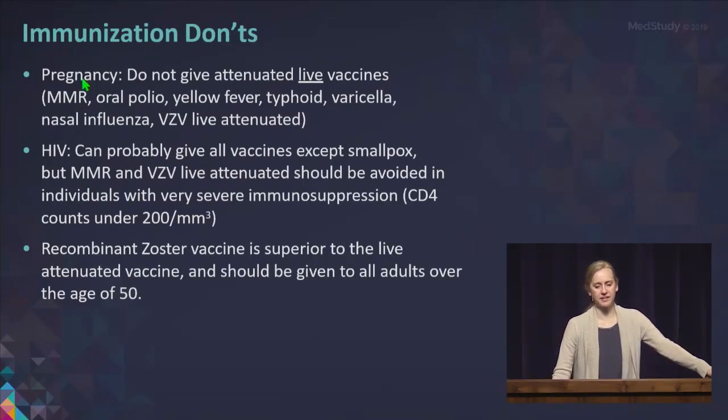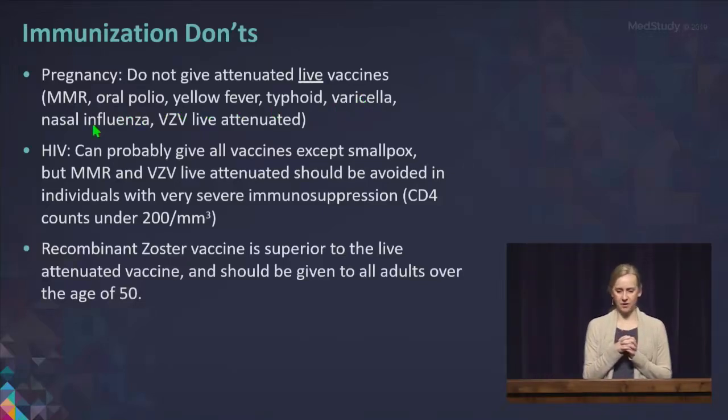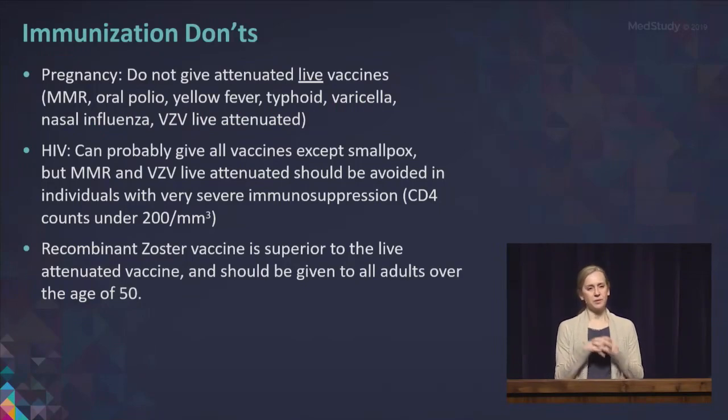Okay, so remember just a few things. I think we all know in pregnancy, you can't give attenuated live vaccines, right? And so the live attenuated shingles vaccine you can't get. The new one, the recombinant shingles vaccine, you can. But we're not going to give MMR, oral polio, yellow fever, typhoid, varicella, or nasal influenza to any of our pregnant women. In HIV, we can probably give them all other than smallpox, which we don't give anyway. But if they're very severely immunocompromised with a CD4 count less than 200, then we often avoid MMR and the VZV live attenuated because of the risk of reactivation.